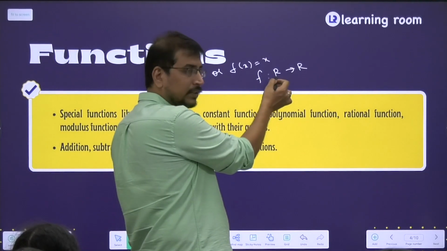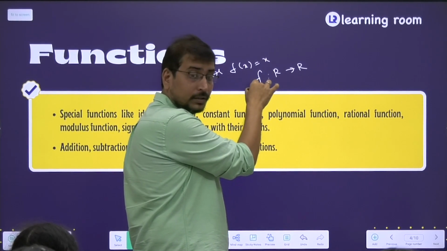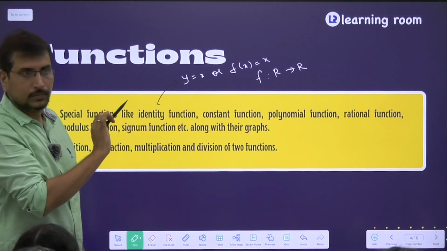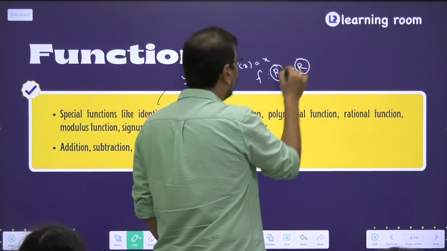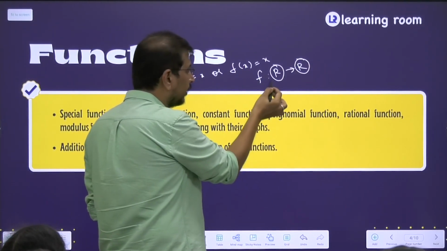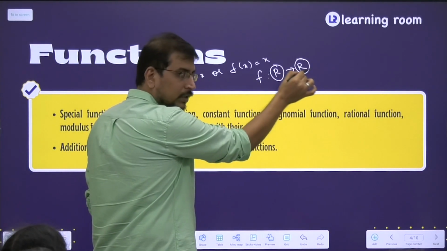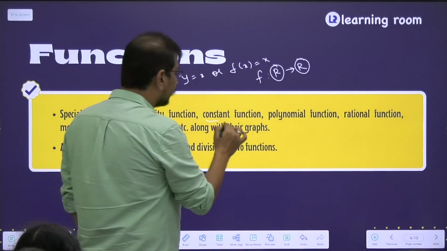What does this R stand for? Just now I told you it is the domain. It is a domain. This is the codomain. Are you able to understand what I'm trying to say? So f is mapped from R to R, meaning if you give any real number as an input, you get a real number as the output. That is the meaning. Then what about a constant function?